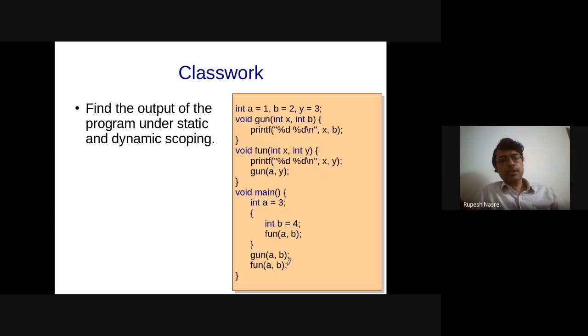Fun AB is again going to call, 3, 2 to fun, that is going to get printed as XY. Y is going to be 2, but A is going to be the global variable 1, right? So gun is going to get called with 1 value, right? So that is our usual C-like static scoping. I'll wait for a few more seconds for the dynamic scoping to be done by you.